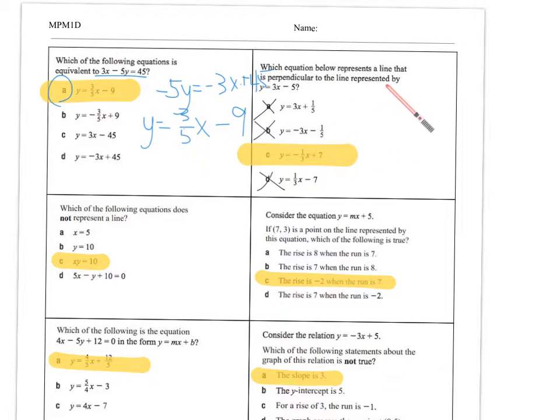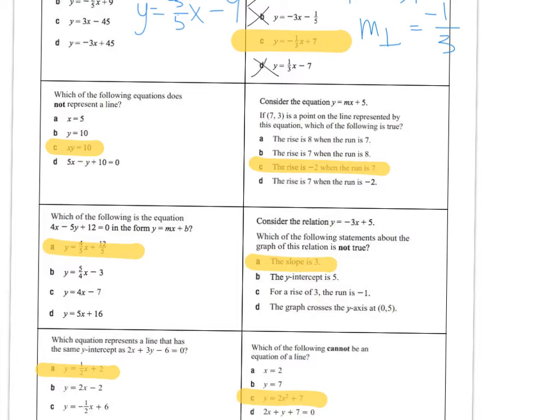In this question, which equation below represents a line that is perpendicular to this line? So the original line's slope was 3. If the original slope is 3, then for the perpendicular slope, you're going to take that 3 because it's like a 3 over 1, and you're going to flip it and change it to a negative. So you have to flip and change to a negative, and the only one that has negative 1/3 is C.